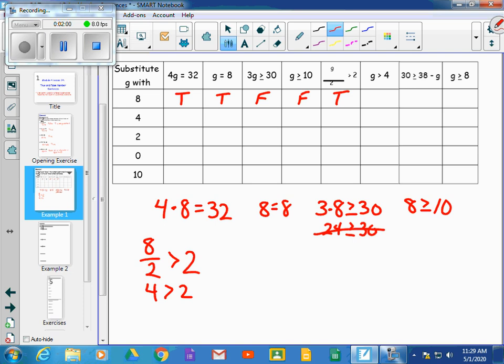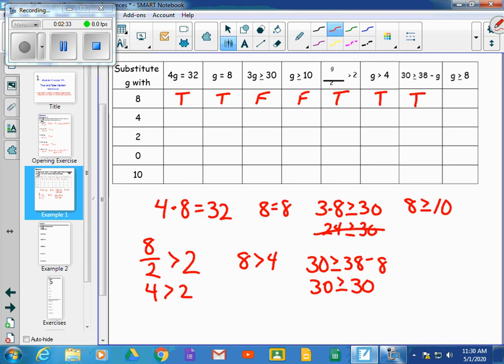If I substituted 8 in for G for the next one, I would have 8 is greater than 4. That's also a true statement. And then the next one, I would have 30 is greater than or equal to 38 minus 8. Substitute the 8 in for G. Now when I calculate 38 minus 8, I get 30. 30 is greater than or equal to 30. It is equal to. But I would say that's a true statement.